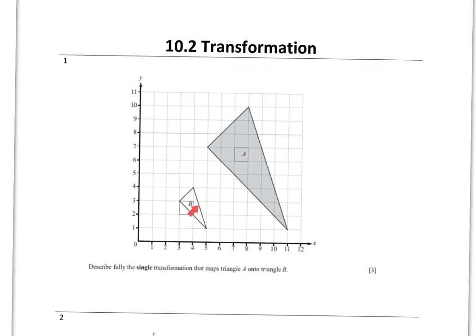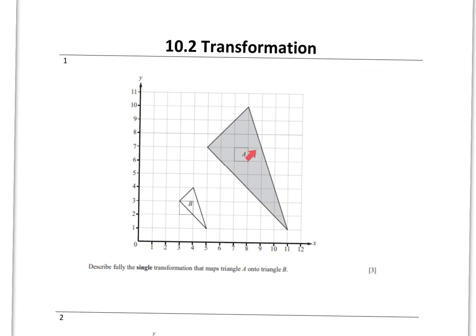If the size is changed, this means enlargement. Yes, enlargement, because in reflection, translation or rotation, the size does not change. So if the size changes, this is enlargement. For enlargement, we need to find the scale factor of enlargement and the center of enlargement.